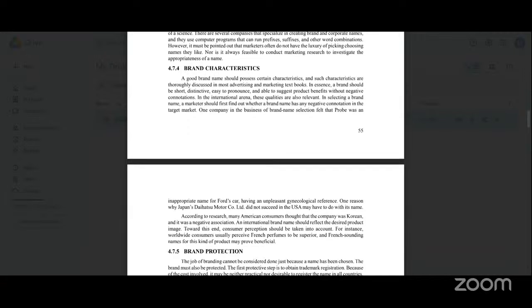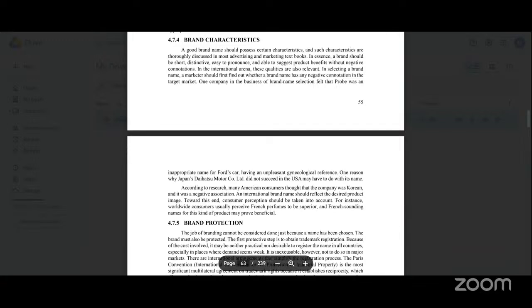So, a good brand name should possess certain characteristics. And these characteristics are thoroughly discussed in more detail in advertising and marketing textbooks. However, to broadly understand what a brand is and how it should be, first and foremost, we'd say that it should be short, distinctive, easy to pronounce, and able to suggest product benefits without any negative connotations or implications. In the international arena, these qualities are also relevant.